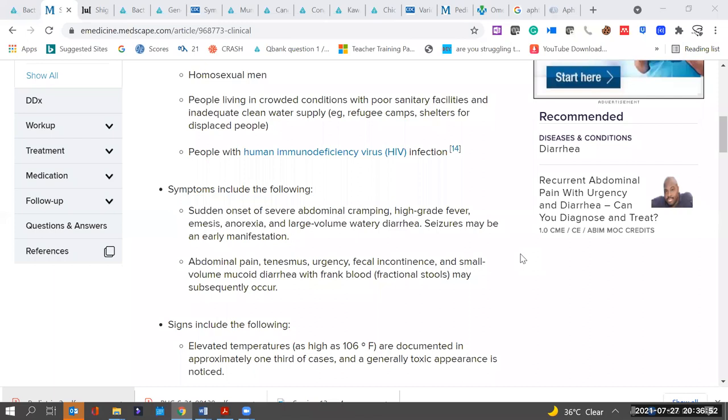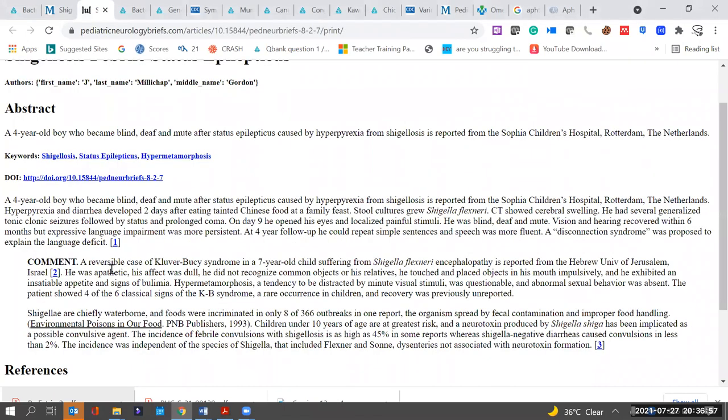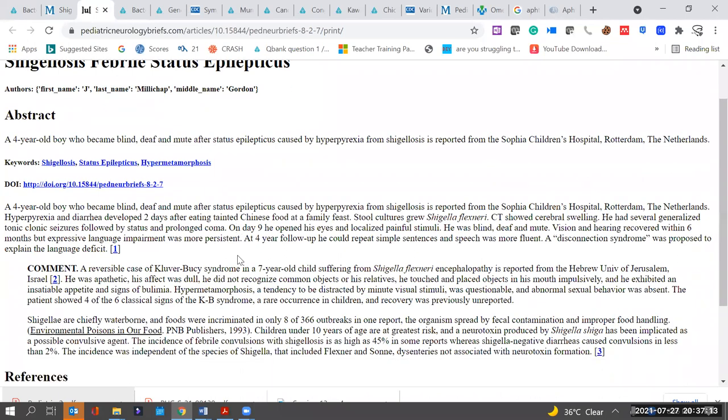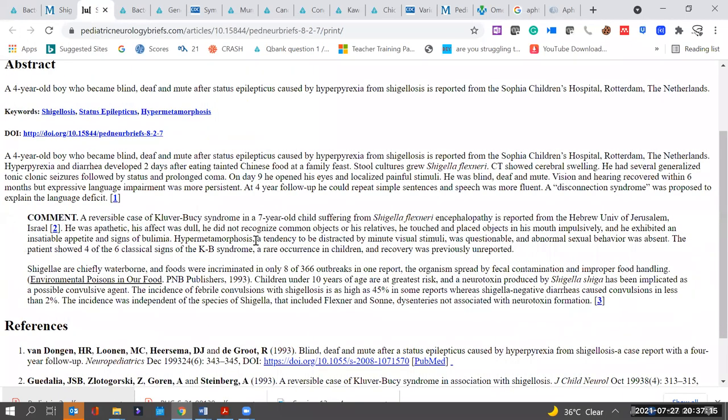Here, the seizures, I just wanted to show you. And this is a case history where I wanted to show you how this baby is having shigellosis febrile convulsion soon after having this bloody diarrhea. So it's just the thing I have told you. It's one of the case histories. So let me take you to the question.